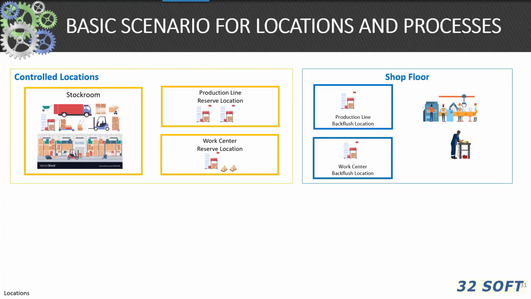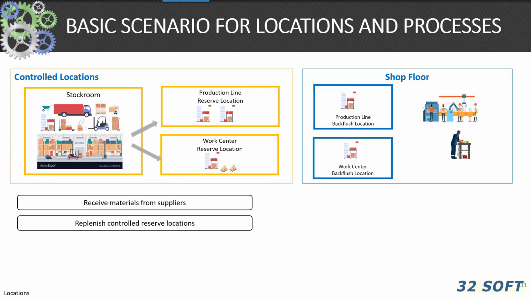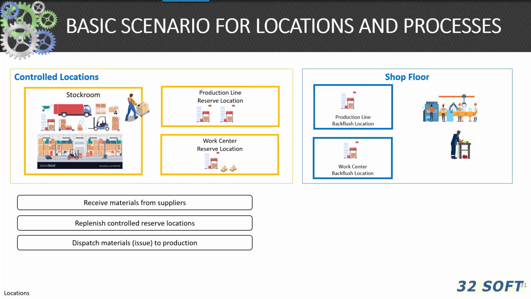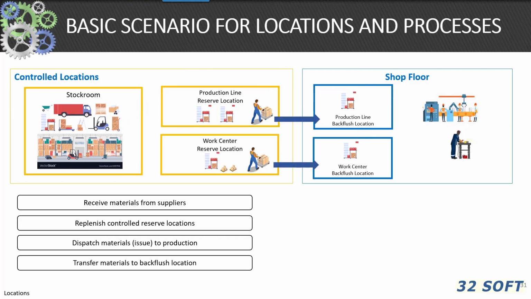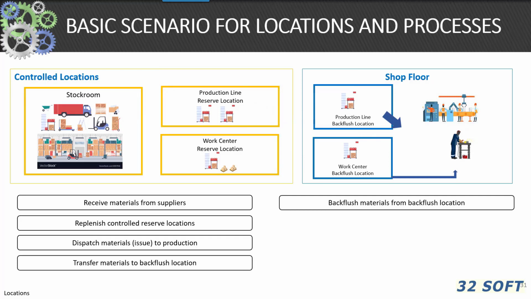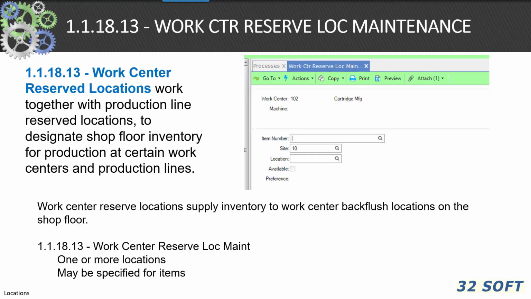The basic scenario for locations and processes: you've got your controlled locations, stockroom, production line, and work centers, and shop floor, production line backflush, and work center backflush. So you receive materials, you issue materials, replenish your reserved locations. You can dispatch to the shop floor, either to production orders or to the backflush locations, and then transfer material from the receiver to the backflush, and then you can consume from those backflush locations.